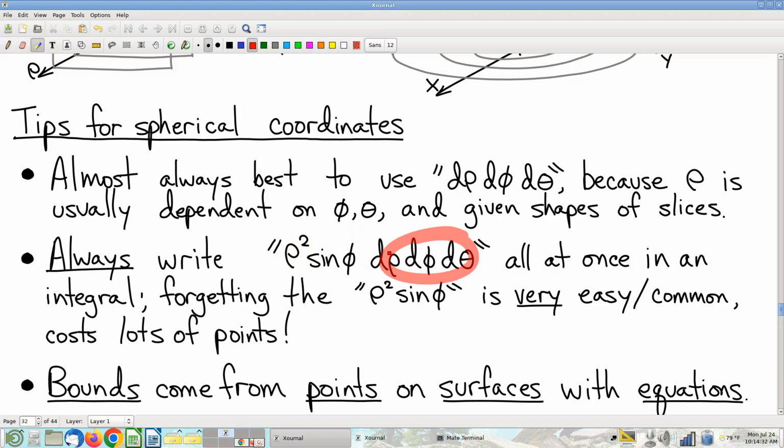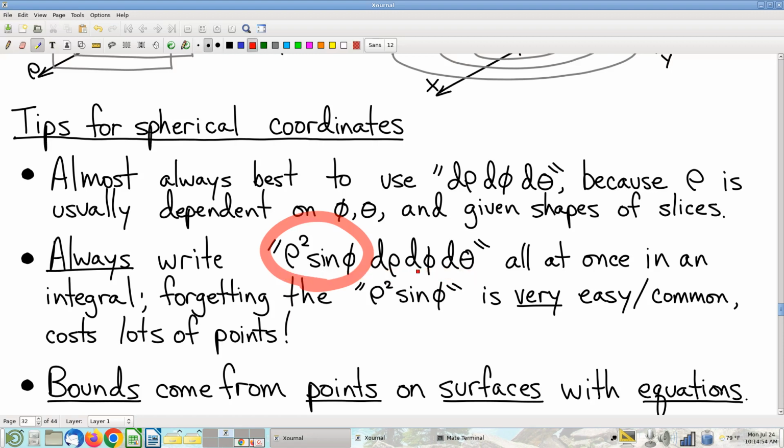It's not a thing. d rho d phi d theta doesn't have any natural interpretation for a dx, dy, dz integral. Doesn't make any sense. It's not a thing. Don't write it down. Right? So you write this down all at once. It's something meaningful, but more to the point, you therefore won't forget your stretching factor.